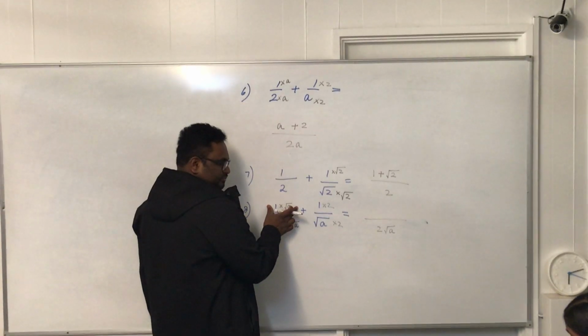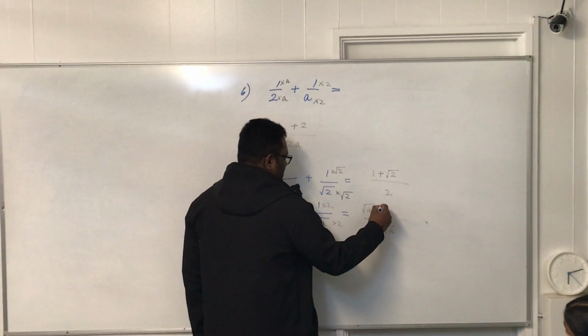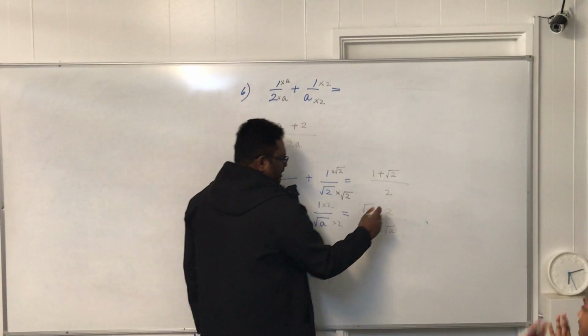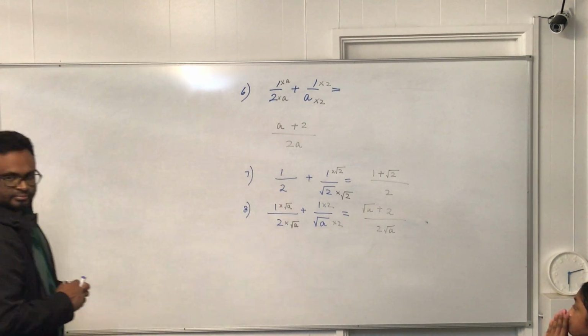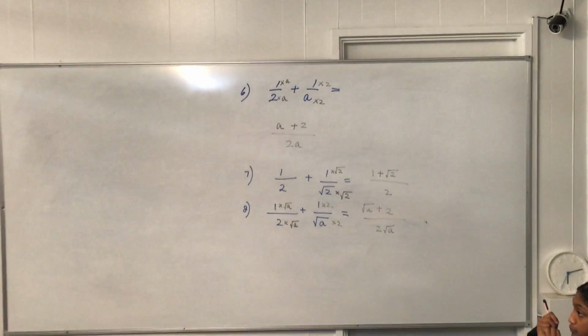What do you have here? 1 times square root of a is square root of a, plus 1 times 2, 2. Can you add? No, you can't. Just keep it. Is this the same thing reversed with a plus? No, it doesn't matter. 3 plus 5, 5 plus 3 is the same, right?